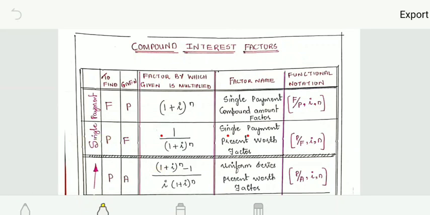You can see here the first one you are finding out F for P, the second one you are finding out P for F. So here the first formula, you know, is (1 plus i) raised to n, that is the single payment compound amount factor. The reciprocal of that is your second one, the single payment present worth factor, 1 over (1 plus i) raised to n. So here the functional notation is F by P, here it is P by F, right?